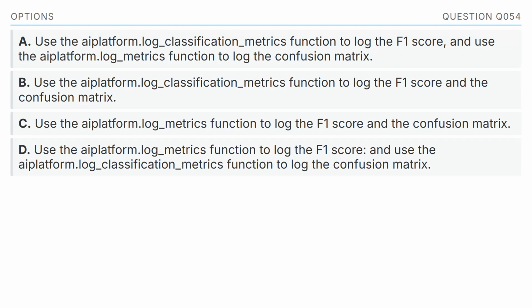The options are: Option A, use the aiplatform.log_classification_metrics function to log the F1 score, and use the aiplatform.log_metrics function to log the confusion matrix. Option B, use the aiplatform.log_classification_metrics function to log the F1 score and the confusion matrix. Option C, use the aiplatform.log_metrics function to log the F1 score and the confusion matrix. Option D, use the aiplatform.log_metrics function to log the F1 score, and use the aiplatform.log_classification_metrics function to log the confusion matrix.